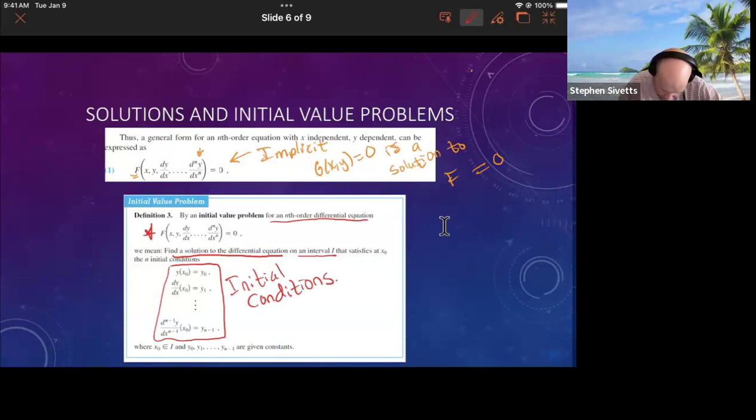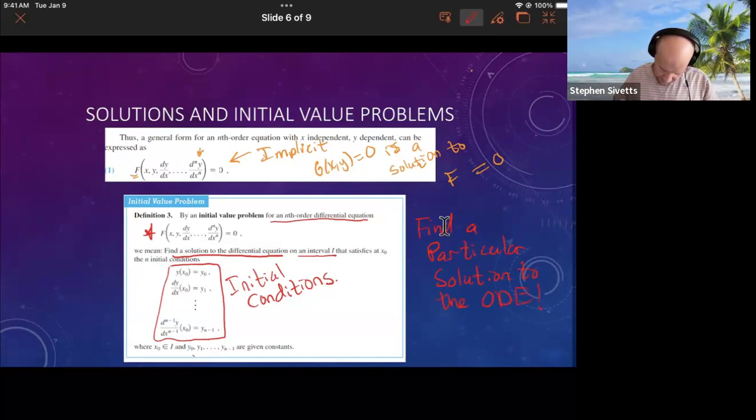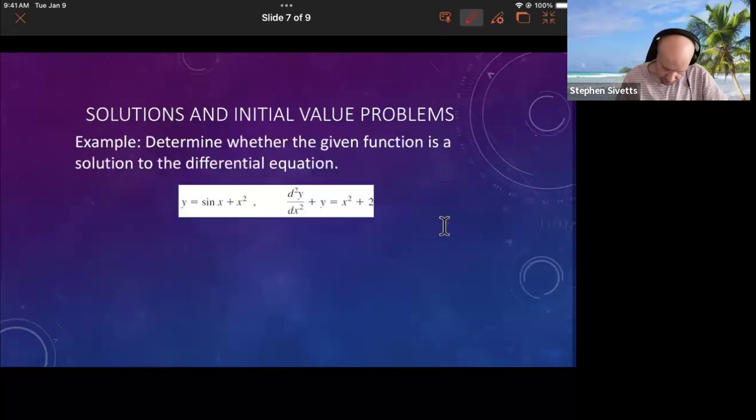X naught is in an open interval I, and then y0, y1, up to y sub n minus 1 are constants, all right? So our goal here is figuring out what is called a particular solution to the ODE.